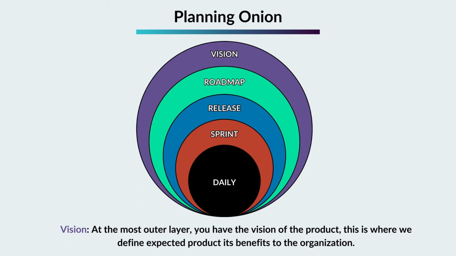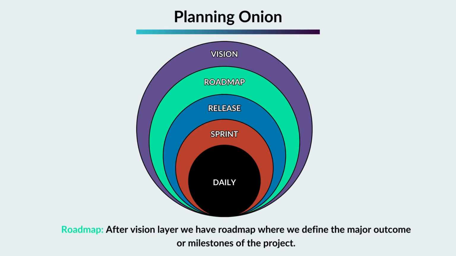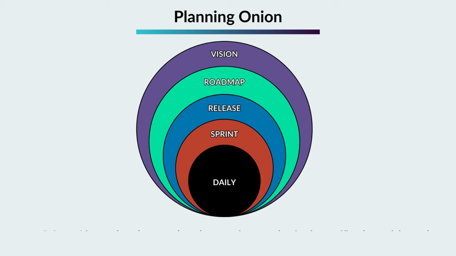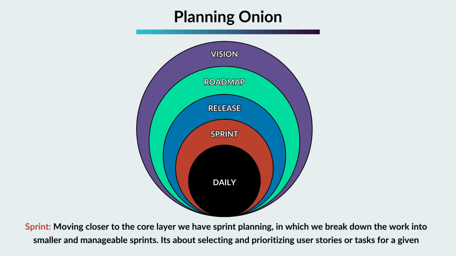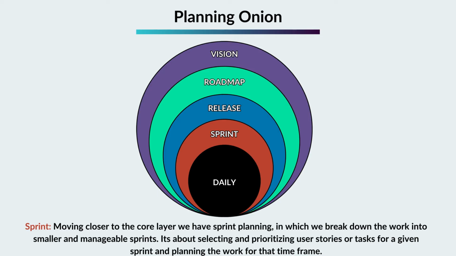Roadmap. After vision layer, we have roadmap, where we define the major outcome or milestones of the project. Release. After roadmap layer, at release layer, we focus on planning for specific release of the product. It involves defining what features or improvements will be included in a particular release and how they are aligned with the project goal. Sprint. Moving closer to the core layer, we have sprint planning, in which we break down the work into smaller and manageable sprints.